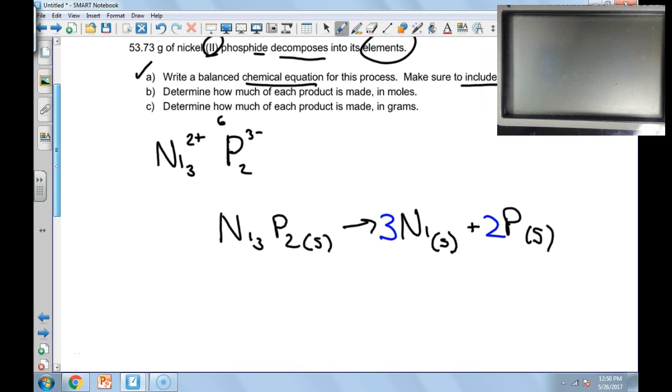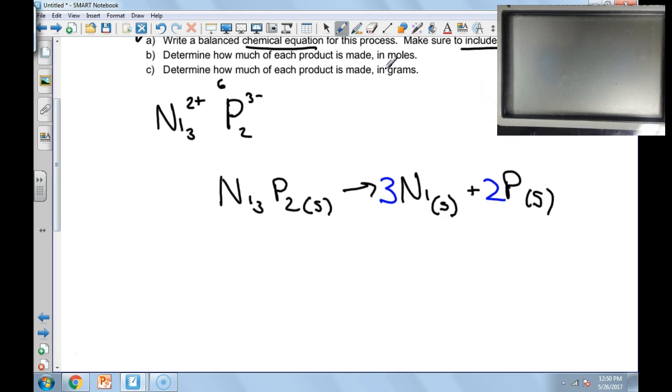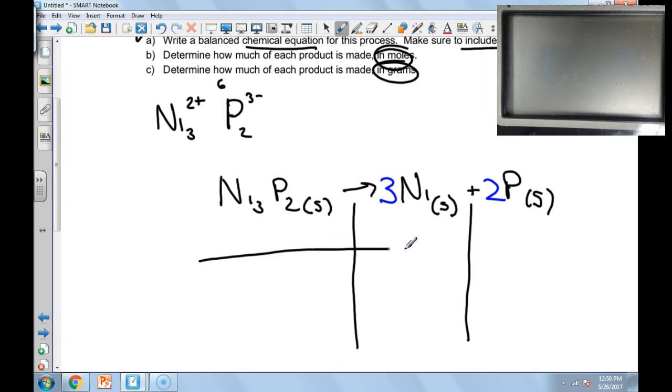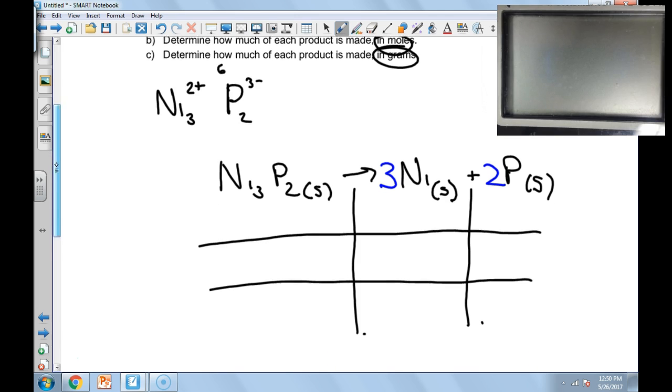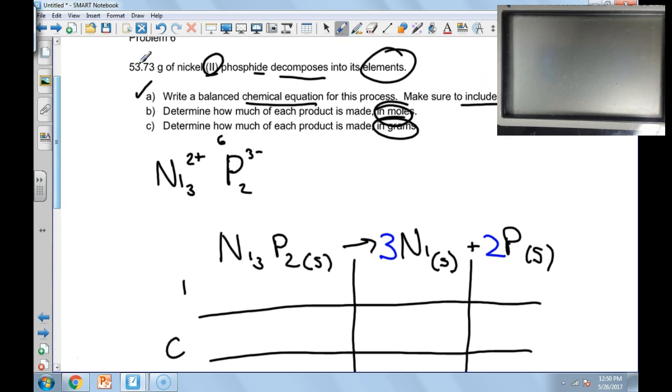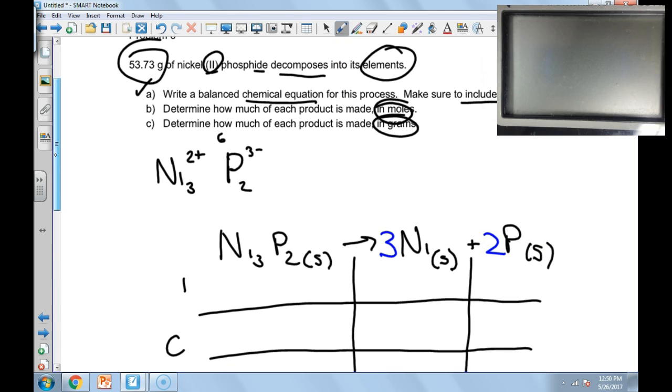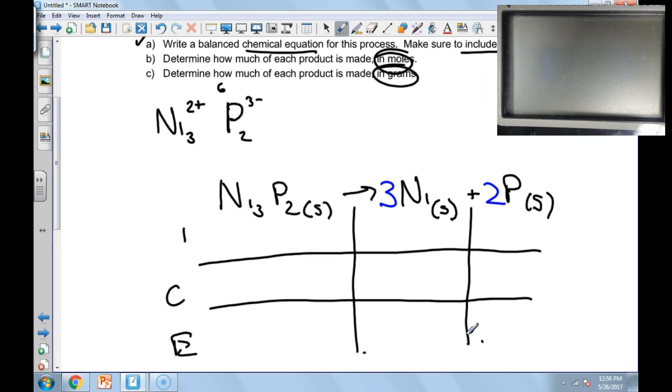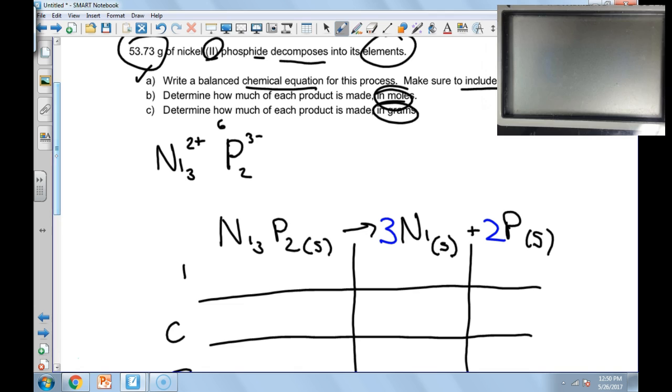And then part B says we have to calculate how much is in moles, and part C is to convert those moles into grams. So what we're trying to do is use an ICE chart to come up with this box and this box right here, because this is the initial and the change, and how much we have initially will be related to how much we have at the end. So we can use this value to get this.